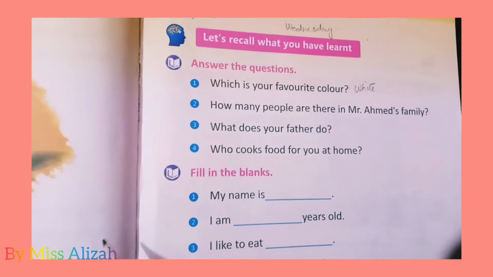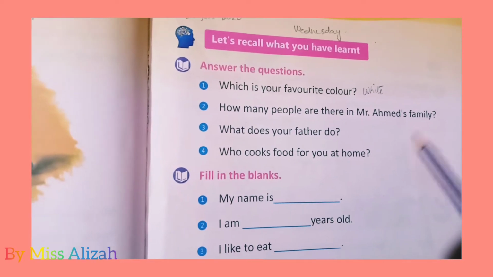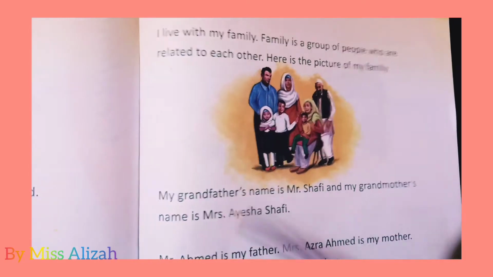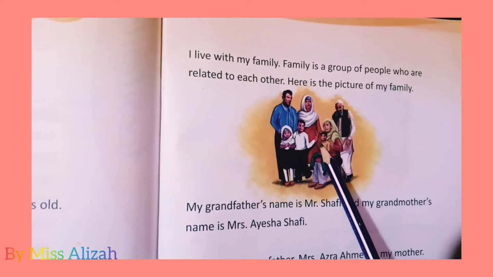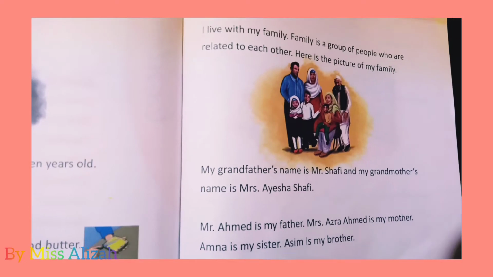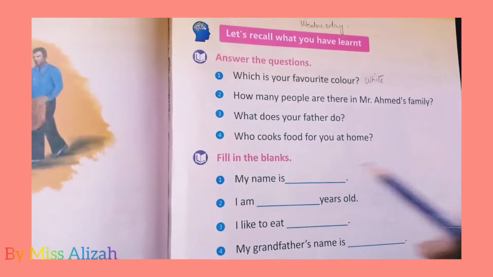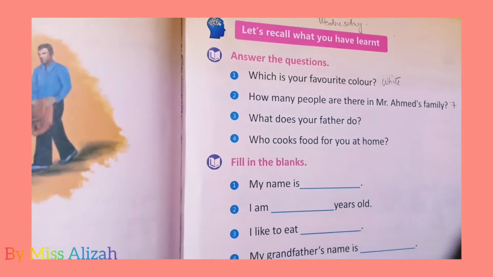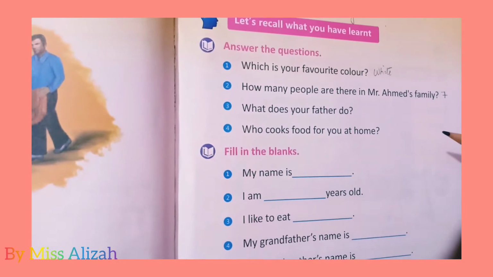Now moving on to the next question. How many people are there in Mr. Ahmed's family? So come to this page and count with me. 1 2 3 4 5 6 7 और इधर इनके नेम्स भी मेंशन है. ठीक है. So there are 7 members in Mr. Ahmed's family, right?